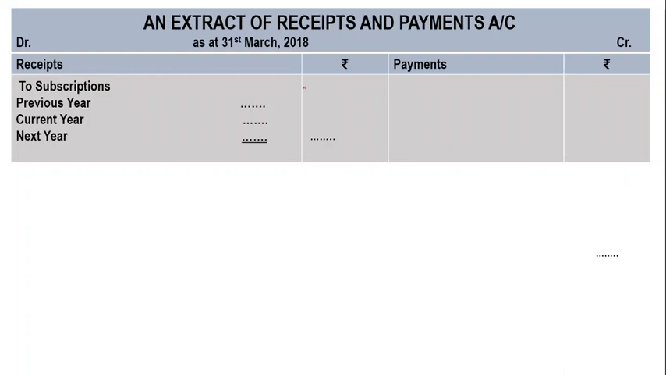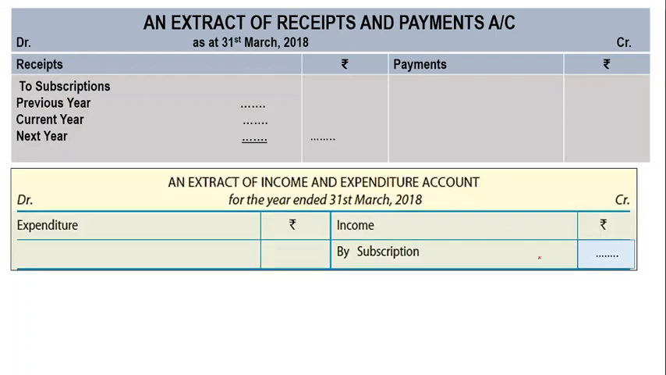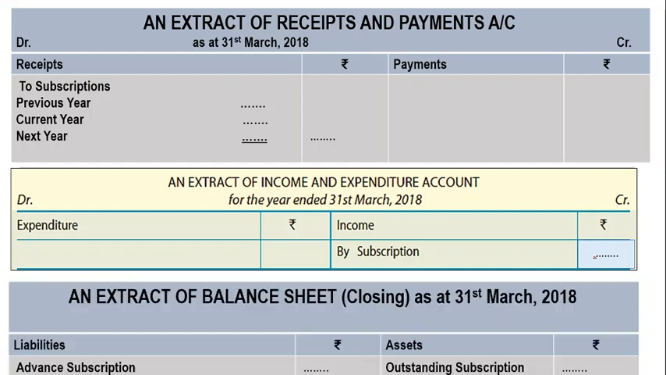Here it's given an extract of a receipt and payment account where you have a subscription on the receipt side: previous, current and next year. On the credit side of income and expenditure you have to note down the subscription amount. Remember, this is what you are going to calculate, and then write the current year amount only. From this receipt and payment you have all, and with the given adjustment you will be calculating the current year amount and will be showing it here in the income and expenditure account.